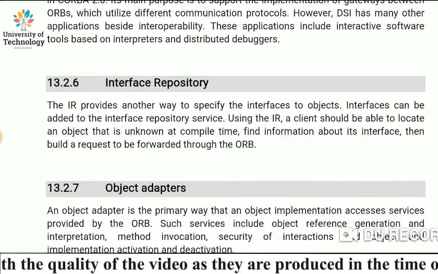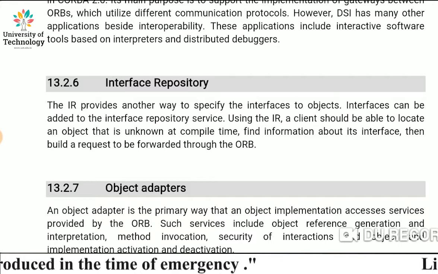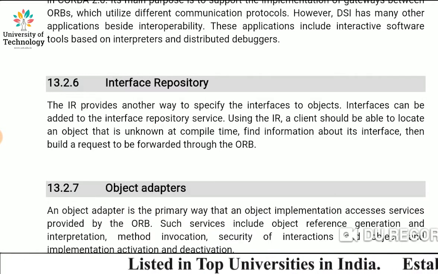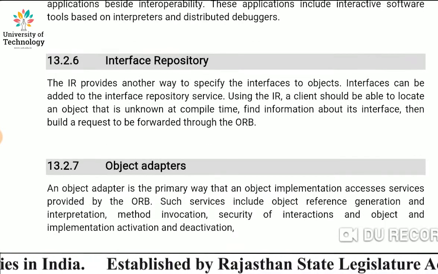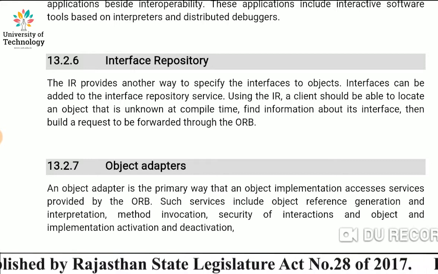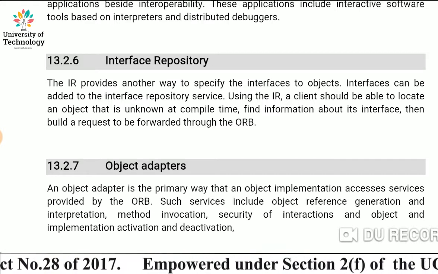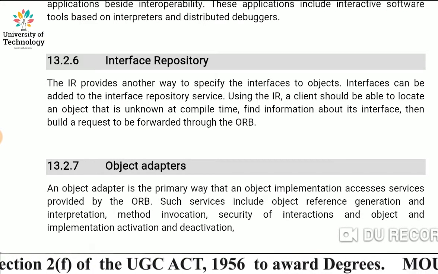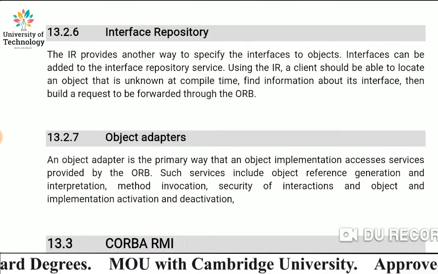Next, object adapters. An object adapter is the primary way that an object implementation accesses services provided by the ORB. Such services include object reference generation and interpretation, method invocation, security of interactions, and object and implementation activation and deactivation.